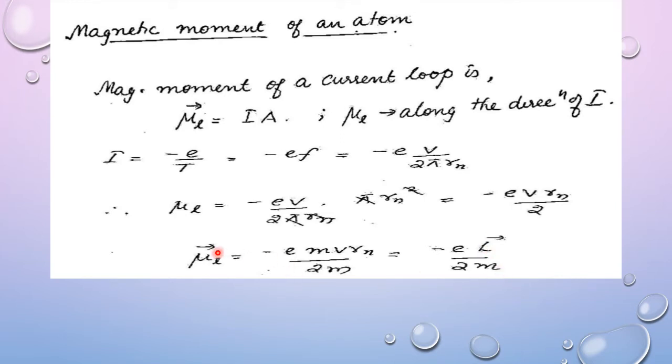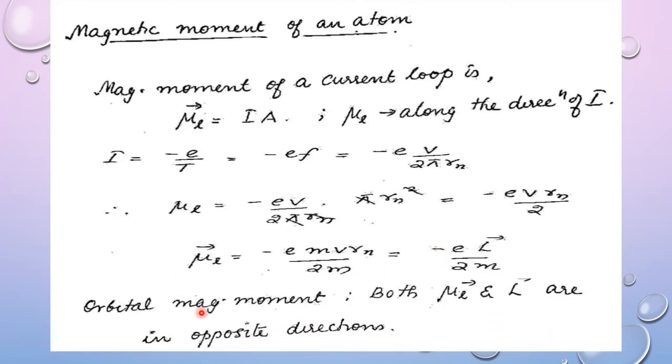From this equation, mu L and L are in opposite directions. Orbital magnetic moment and the angular momentum are in opposite directions, from this negative sign.